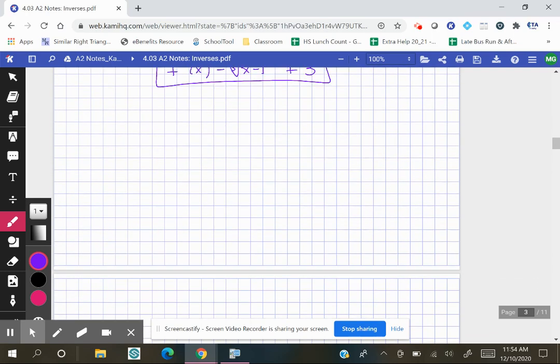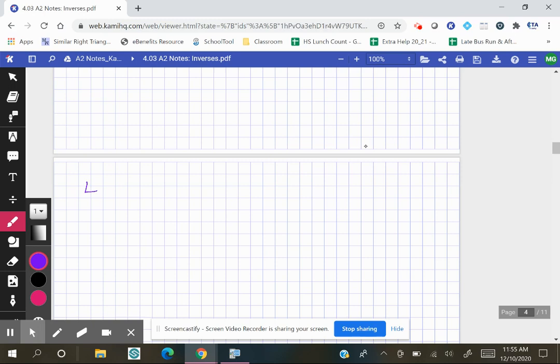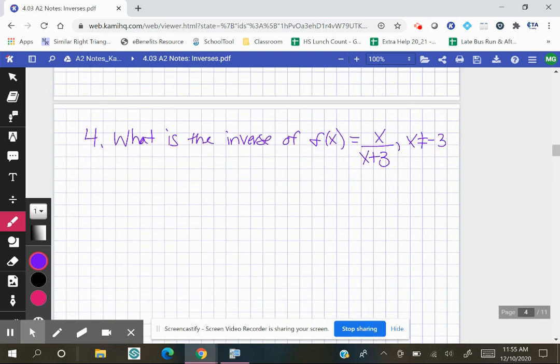All right, let's do another one. What is the inverse of f of x equals x over x plus 3? And for this one, x does not equal negative 3, because if it did, it would make our fraction undefined. All right, so this one is a little bit tricky.